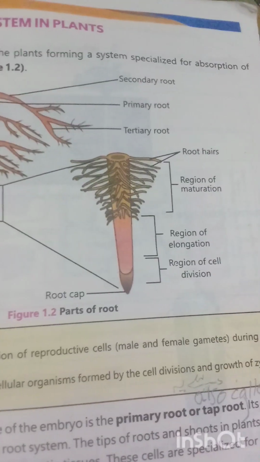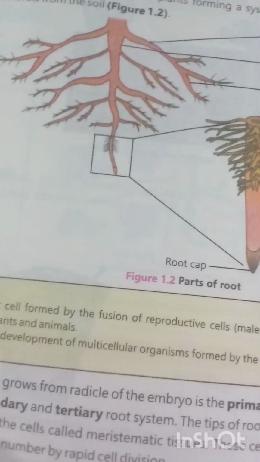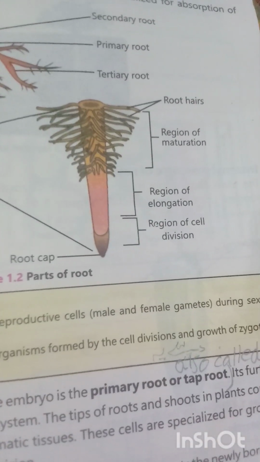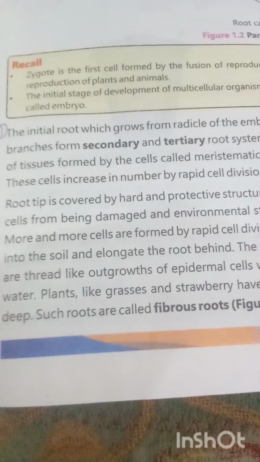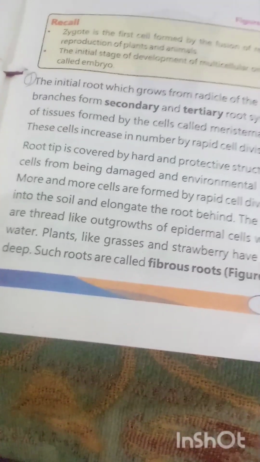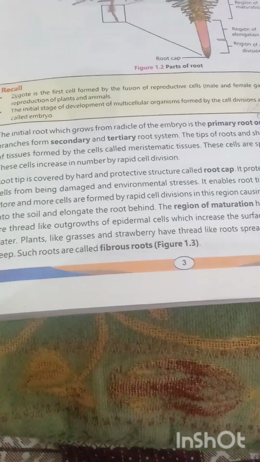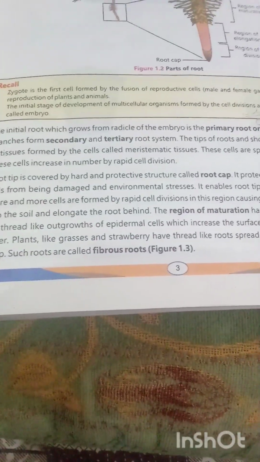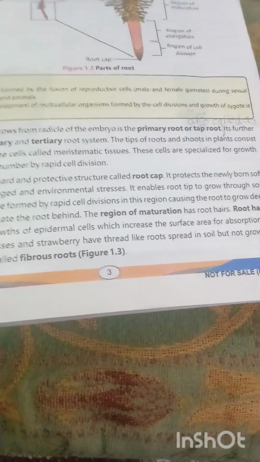Secondary root, primary root, tertiary root, root hairs, region of maturation, region of elongation, region of cell division. The initial root which grows from the radicle of the embryo is the primary root or taproot. Its further branches form the secondary and tertiary root system. The tips of root and shoot in plants consist of tissues formed by cells called meristematic tissues. These cells are specialized for growth. These cells increase in number by rapid cell division.